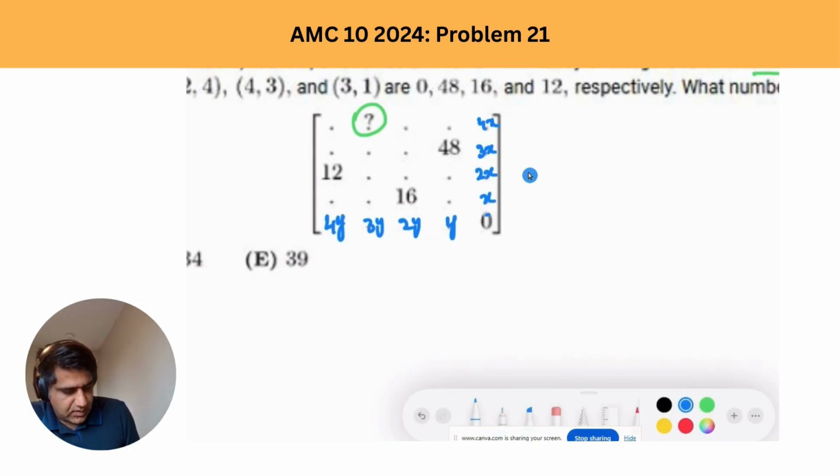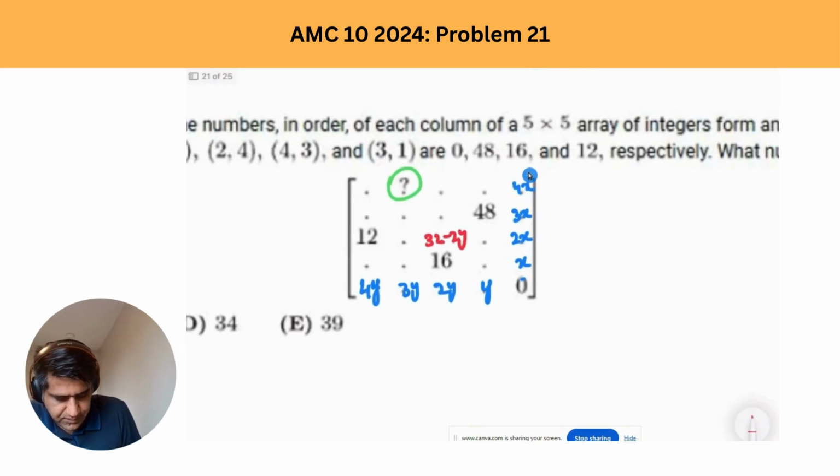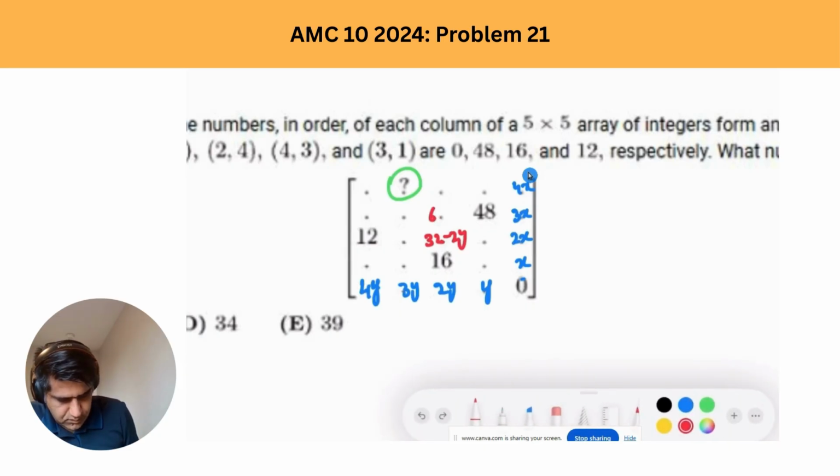So then, based on the fact that this is an arithmetic progression, I can write this number as 32 minus 2y. Then the next number I can write as 48 minus 4y. And the next will be 64 minus 6y. Okay.